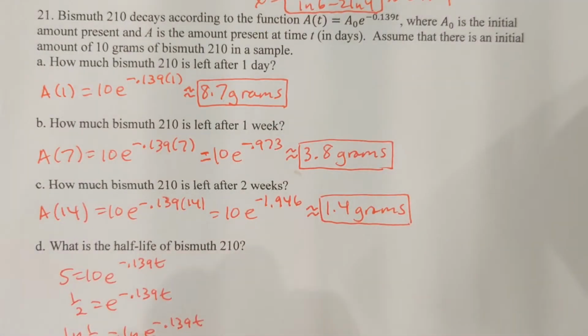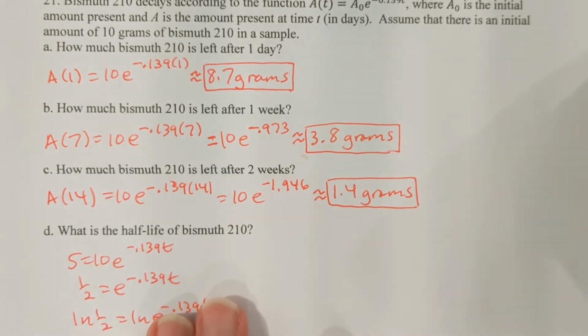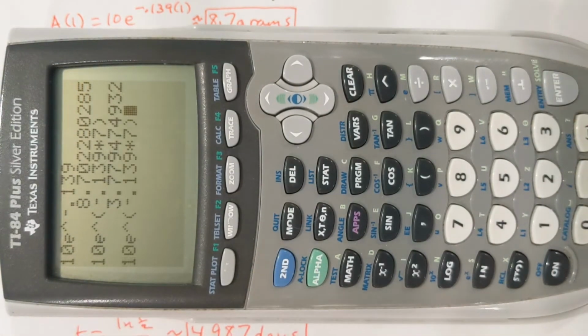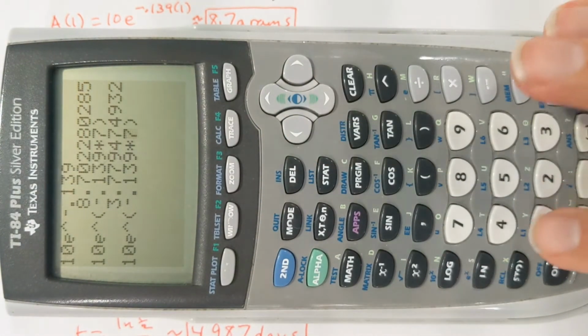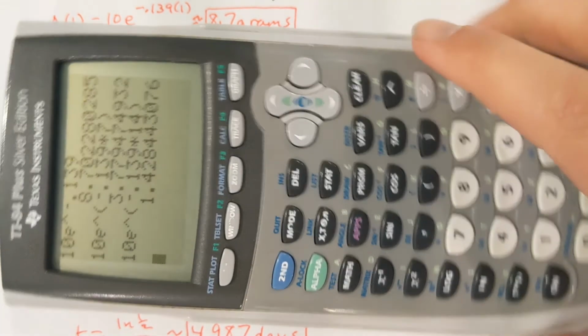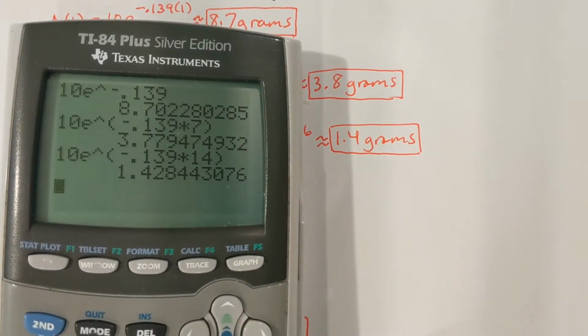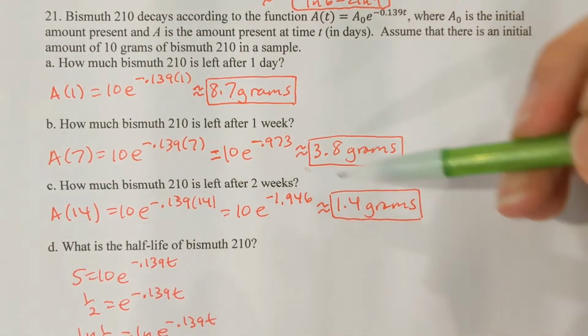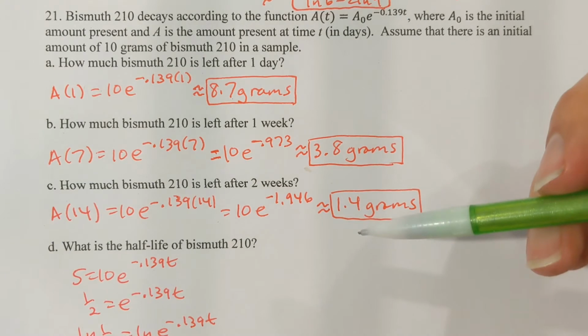How much are going to remain after 2 weeks? t is 14, so again, just change that t value to 14, and it looks like we get 1.4 if we go nearest 1 digit on that. So you can see that over time, there's going to be less and less bismuth 210 in the sample.